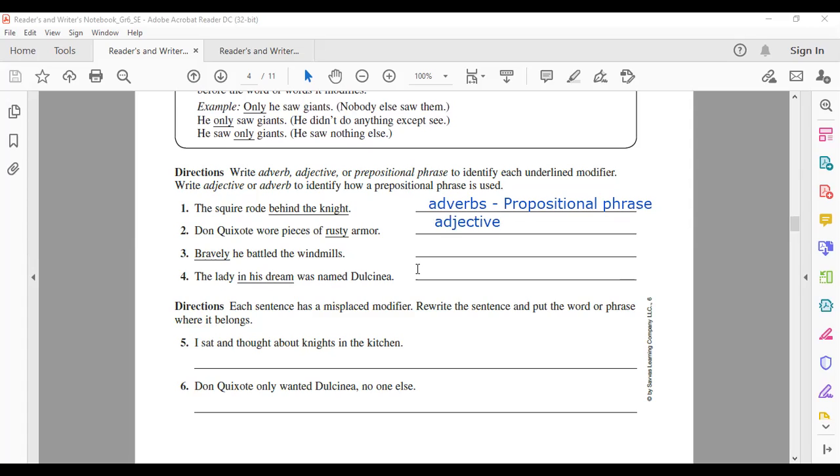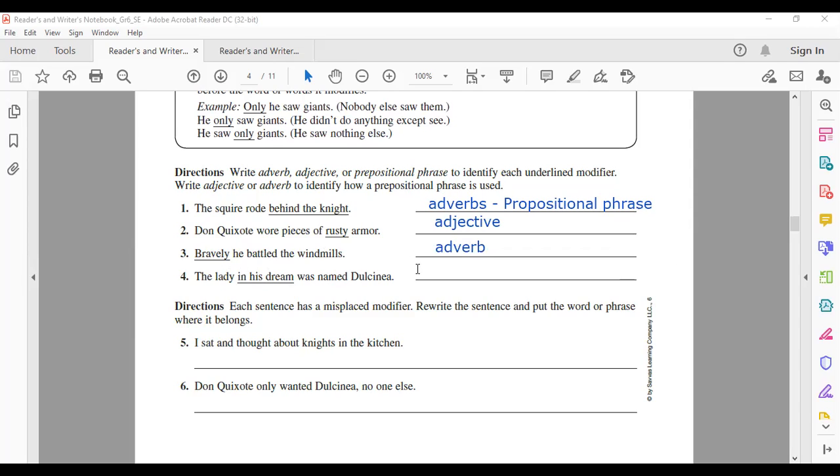Number 3, Ghalia. Ghalia, are you there? Yeah, sorry, Miss. Bravely he battled the windmills. He battled the windmills. How? Bravely. So bravely here, it described how he did it, how he battled. So it described the verb. So what do I call it, adverb or adjective? Adverb. Adverb, excellent, my girl. Why? Because it describes a verb.